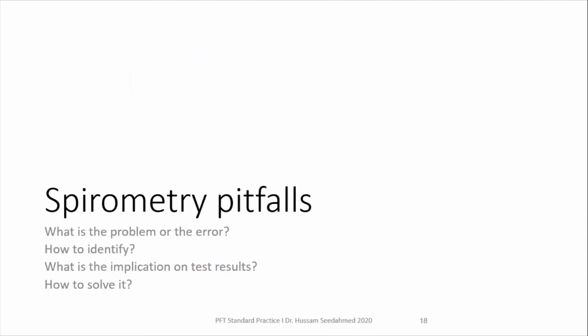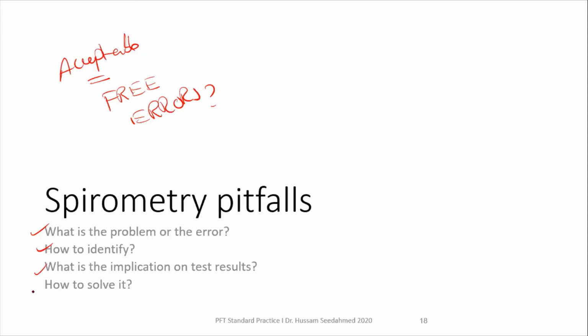So now after we have finished determining the FEV1 and FVC, let's look at some of the spirometry pitfalls. That means the problems or errors. I said before that my test must be acceptable, meaning free of these errors. What are these errors, how to identify them, what is the effect or implication of these errors on my result, and how to solve them.